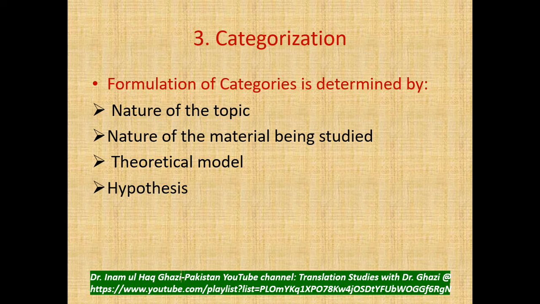How these categories are determined and made is actually determined by the nature of the topic. This is the first step. And the nature of the material being studied, second step. And the model that is used for the study and research, and the hypothesis. These are four basic elements that guide better classification or categorization here.